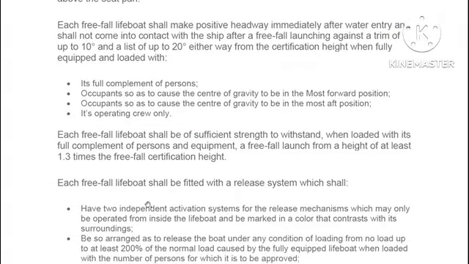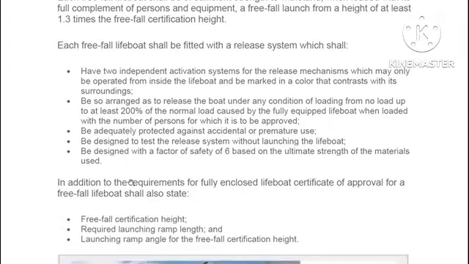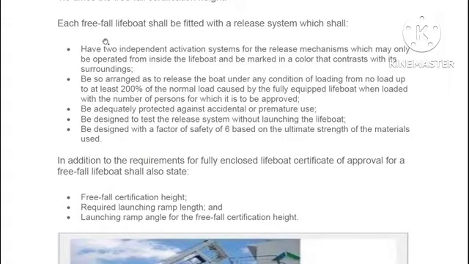It has to be of sufficient strength so that it can withstand. Each freefall lifeboat shall be fitted with a release system, have an independent activation system. It has to be so arranged to release the boat under any condition, 200% also, be adequately protected against accidental and premature use, be designed to test the release system without launching the lifeboat, be designed with a factor of safety of 6. FOS has to be 6.